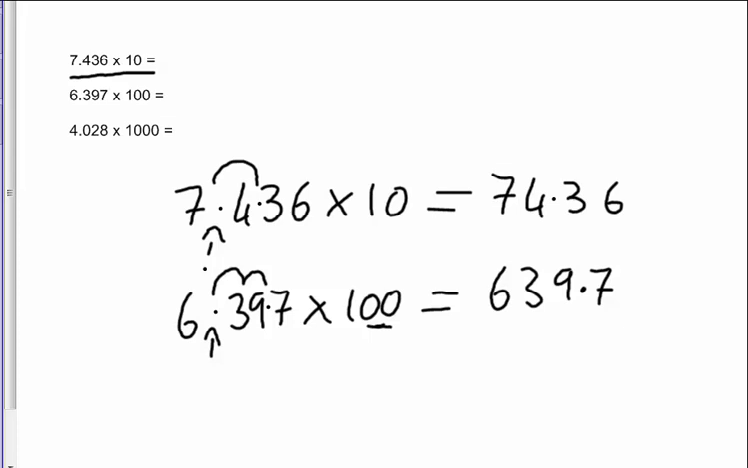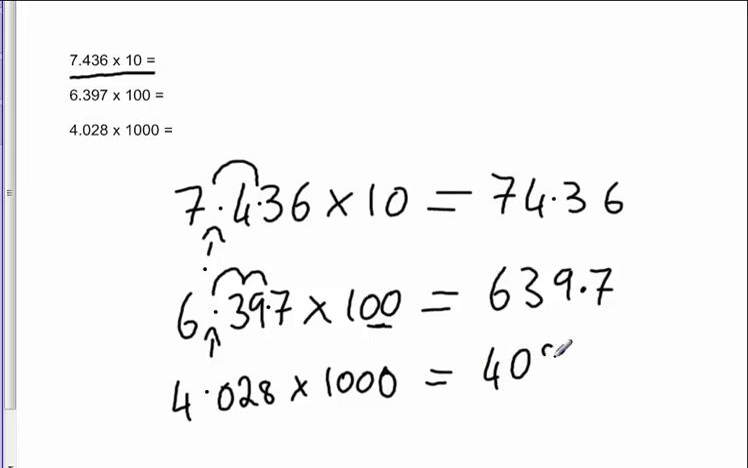639.7. Finally then we're going to look at multiplying by 1000. So again I'm going to write out 4.028, and I'm going to multiply that by 1000. So again, on my answer side, I'm going to write out the numbers without the decimal point. So it's 4028, and the question is where does the decimal point go?